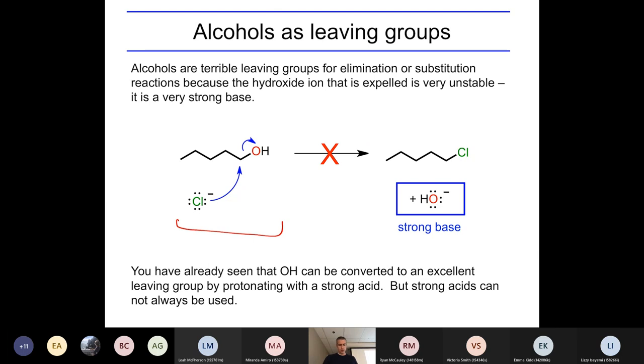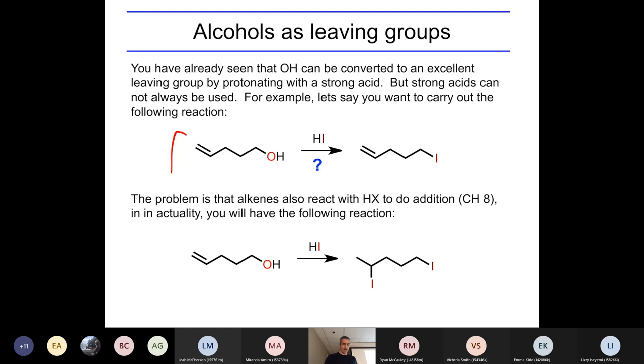But in this case, where we want to use a strong acid to convert this to the chloride, there's lots of examples where you can't just take your molecule and dump in a bunch of strong acid like HCl and expect the other parts of your molecule to remain happy. For example, let's say you wanted to do this reaction, convert the OH to I. What would we do? Well, based on our Chapter 7 knowledge, we would take HI, mix it in there. That would do an SN1, SN2 substitution, convert the OH to an iodine.